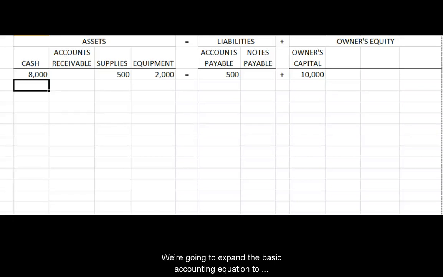We're going to expand the basic accounting equation to include the earning of revenue and the paying of business expenses. The expanded accounting equation involves adding some new accounts to the basic equation of assets equals liabilities plus owner's equity.